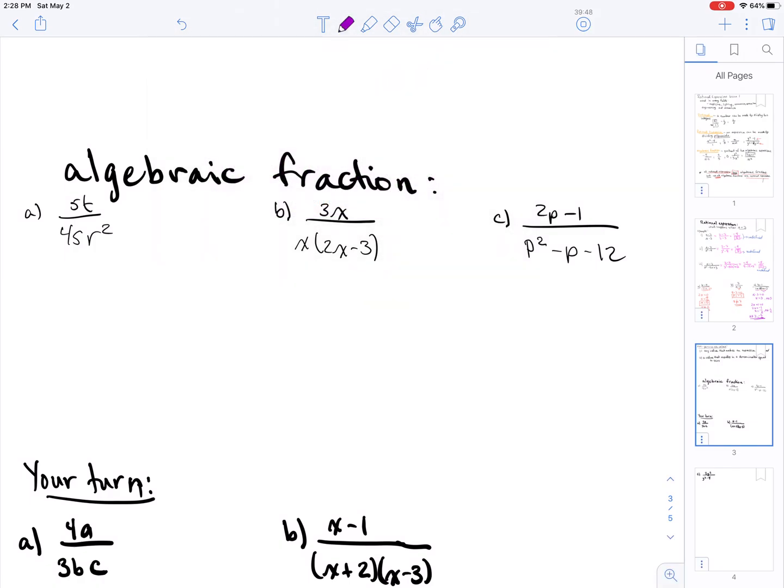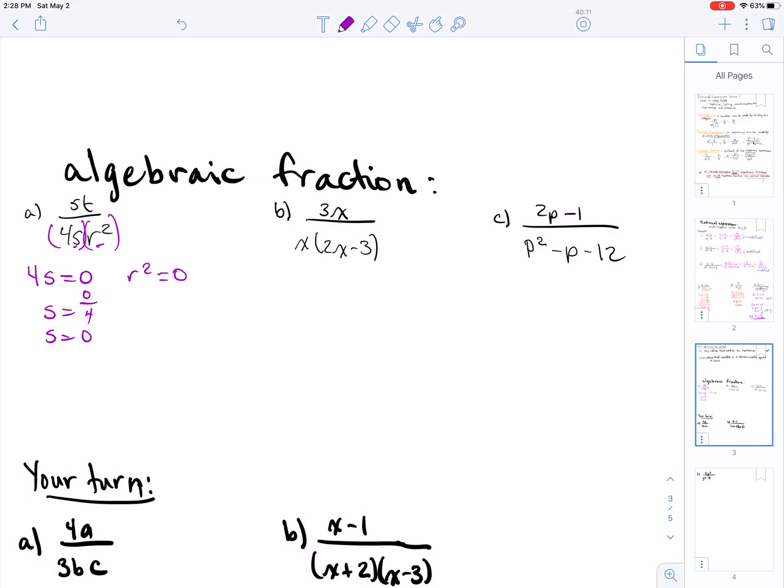Welcome back. In A, we actually have two factors. We have the 4, the s, and the r squared. So I'm going to keep the 4 with the s to make it easier for myself. I'm going to set 4s equal to 0. S equals 0 divided by 4, so s equals 0. Then r squared equals 0.